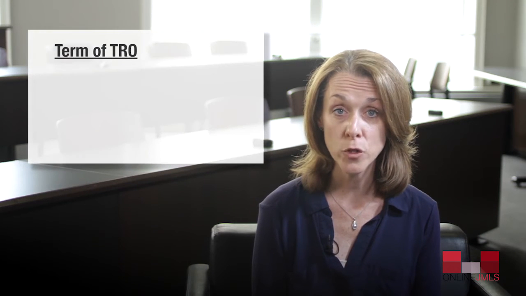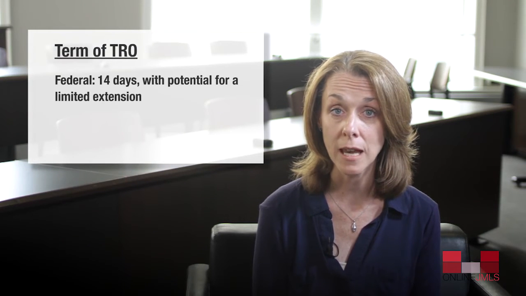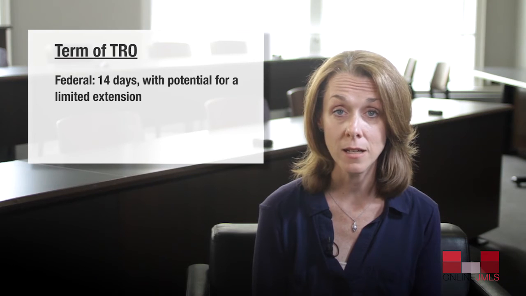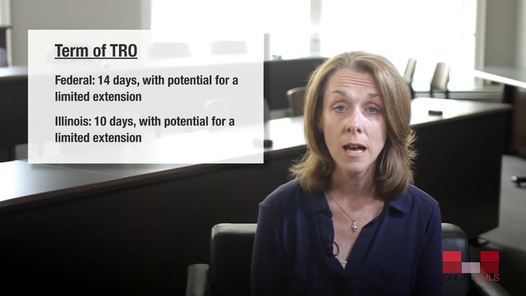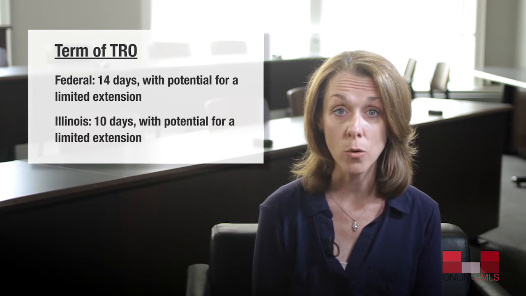Unless the parties agree on how long the TRO will stay in effect, it will expire automatically after 14 days in a federal court case, 10 days in an Illinois action. A limited extension of the TRO can be granted. Thereafter, the party seeking to keep the TRO in effect must move for a preliminary injunction.